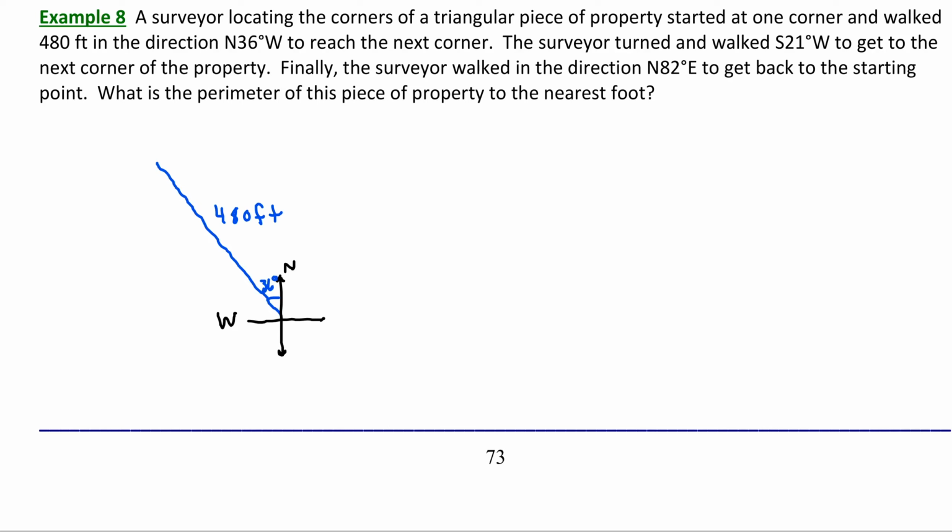The surveyor then turns and walks south 21 degrees west. So at this vertex, once again, I'm going to draw a little compass rose to guide my diagram here.